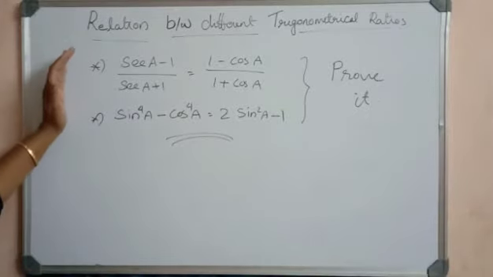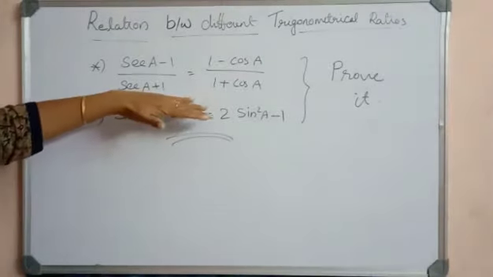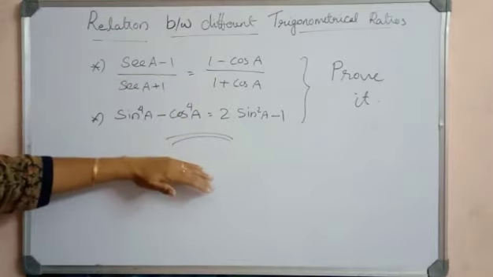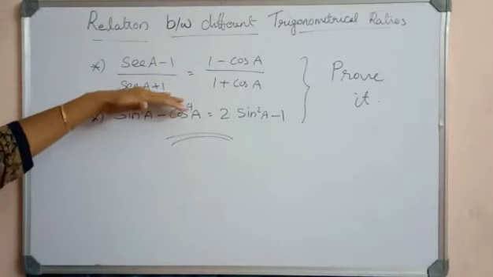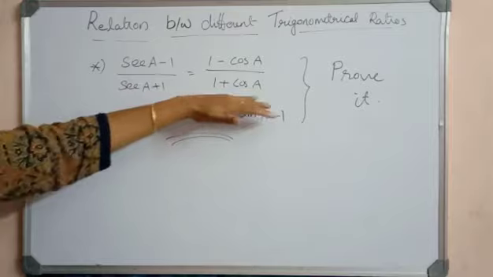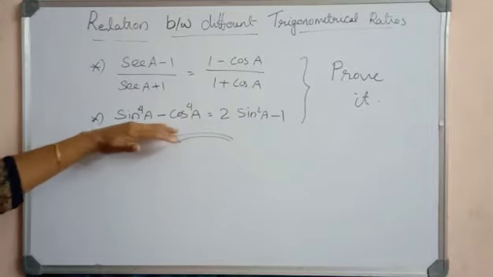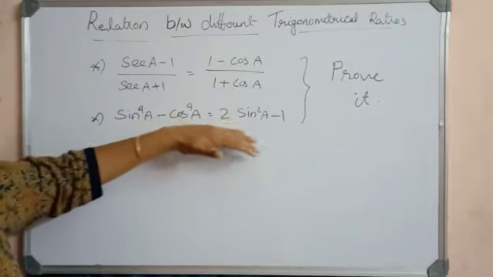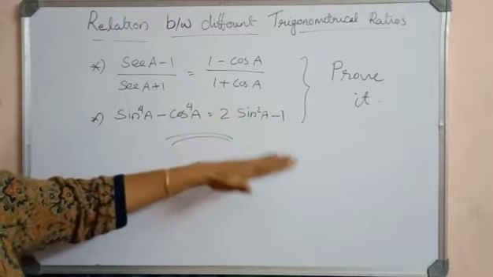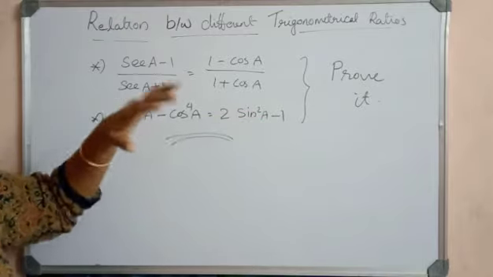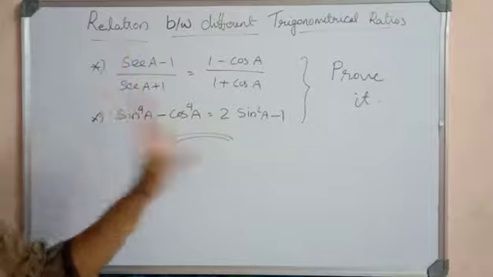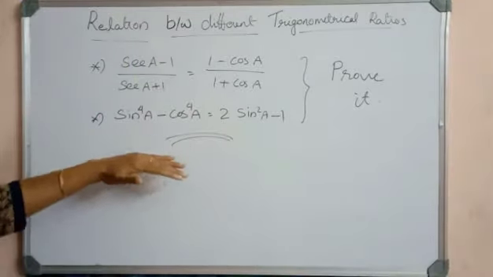Now these questions are for you. You can prove the given identities and let me know the answer. Cosec A minus 1 by cosec A plus 1 is equal to 1 minus cos A by 1 plus cos A. Sin to the power 4a minus cos to the power 4a is equal to 2 sin square A minus 1. Use all the trigonometrical ratios and the relation between the different ratios and then you can prove it.